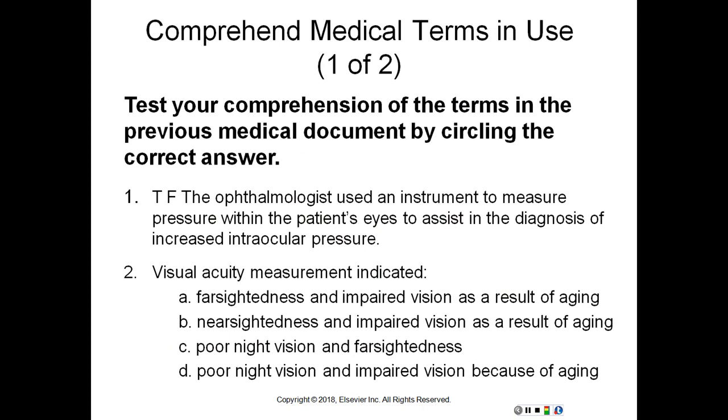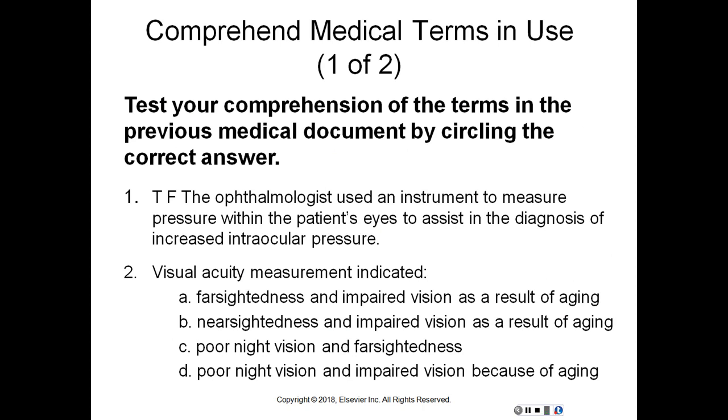So, true or false? The ophthalmologist used an instrument to measure pressure within the patient's eye to assist in the diagnosis of increased intraocular pressure. And that is true. And then number 2, visual acuity measurement indicated what?